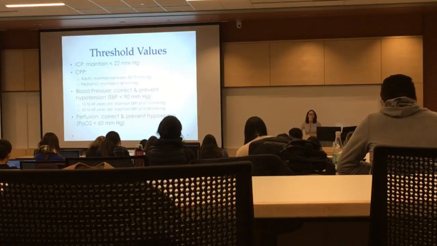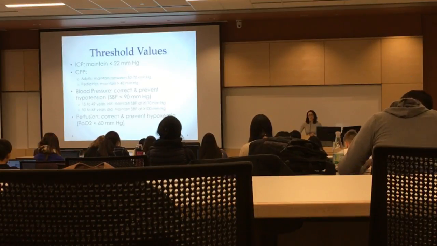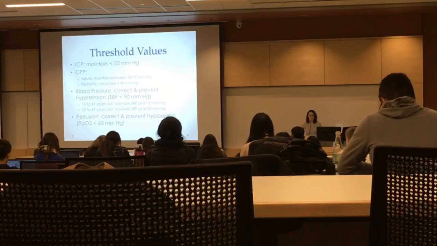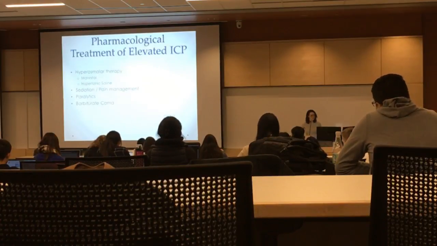Remember that anything less than 90 is very risky. Less than 90 for systolic blood pressure is associated with significant morbidity and mortality. And finally, for perfusion, we want to make sure that we're correcting and preventing hypoxia. So we want to identify and address it if it is less than 60.